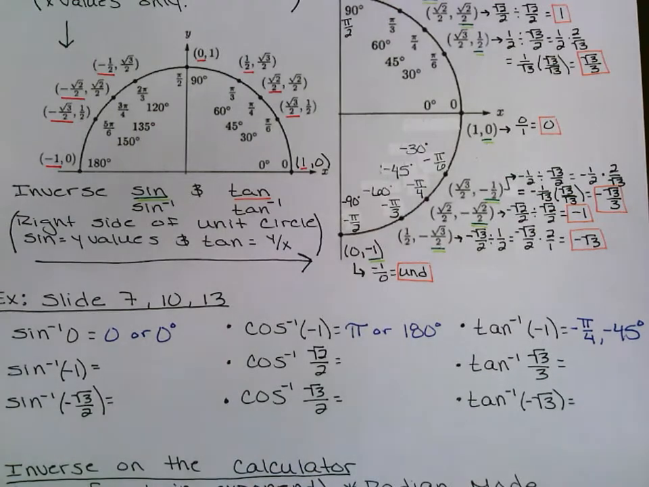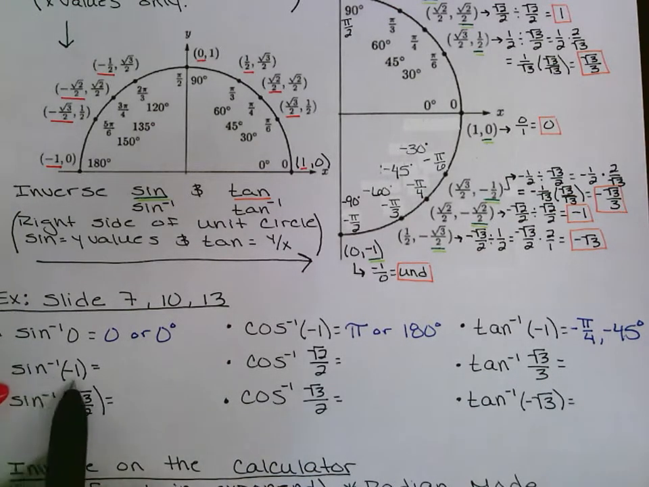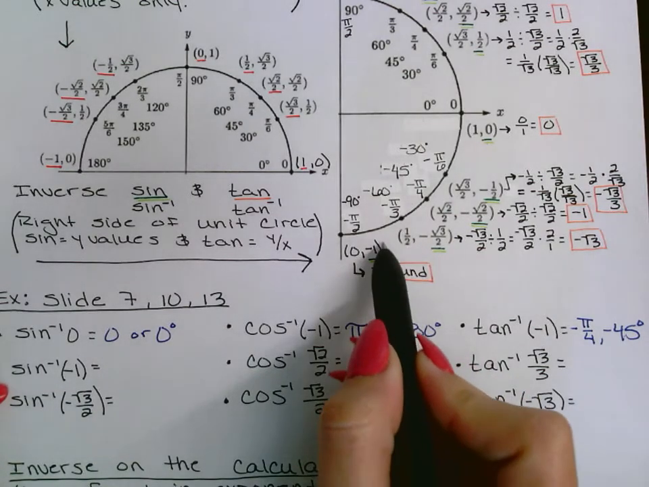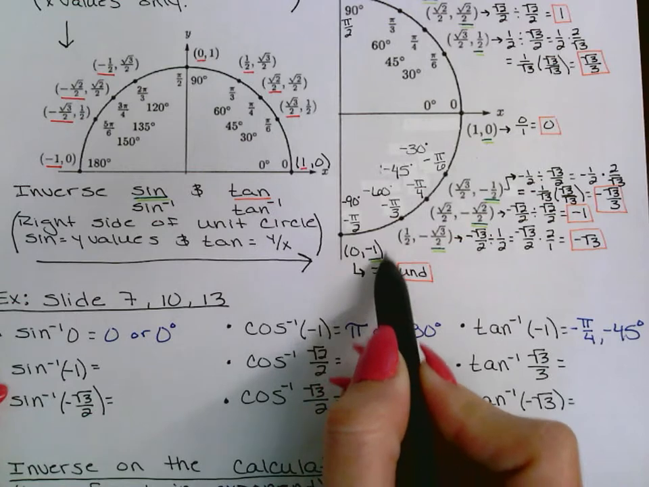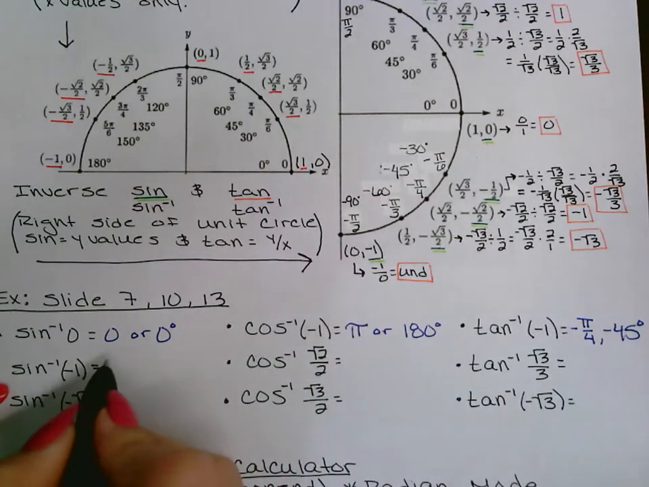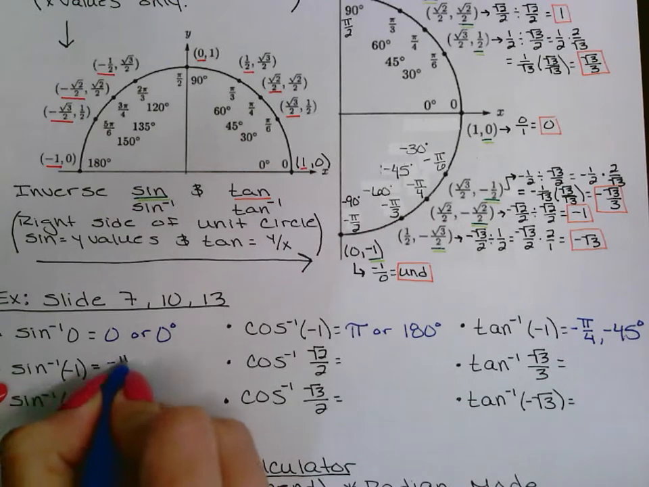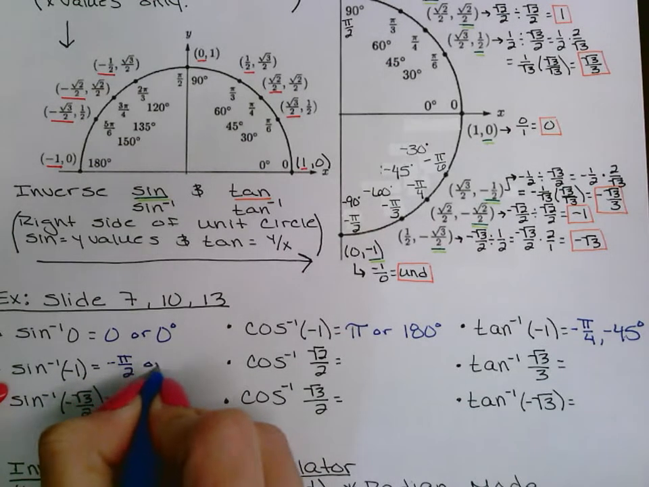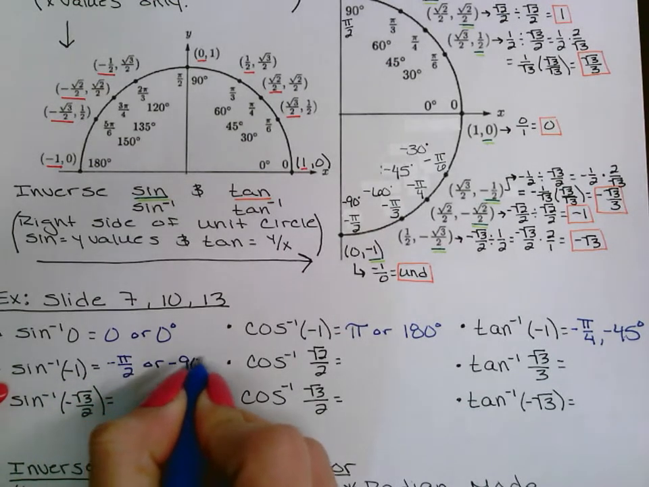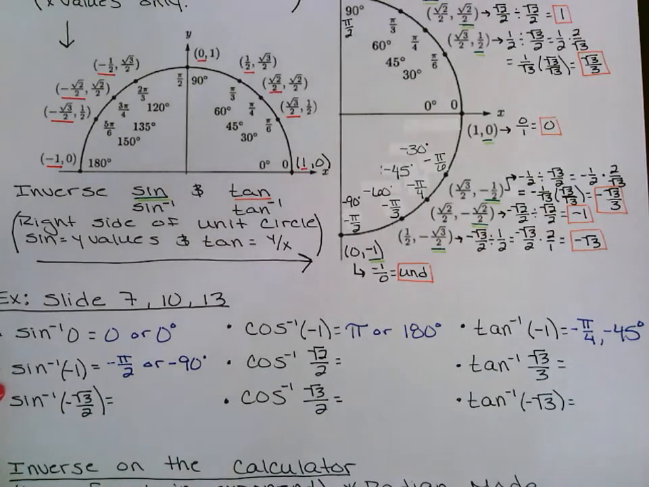All right, so inverse sine of negative 1. I look at the right side, and I look where the y value is negative 1, and hopefully your eyes were directed down here. So hopefully you answered negative pi over 2 or negative 90 degrees. I'm going to complete the other sine.